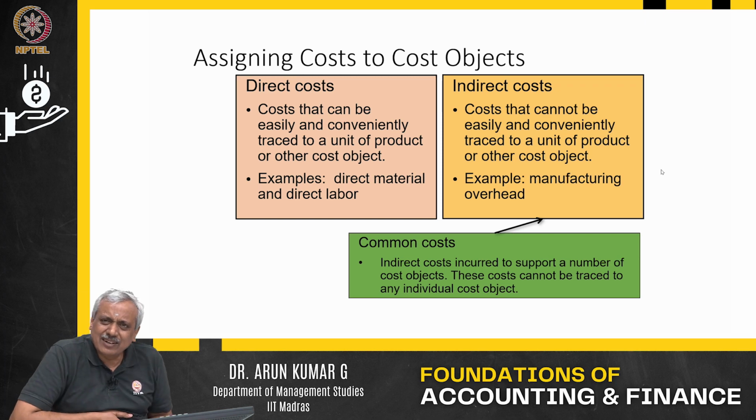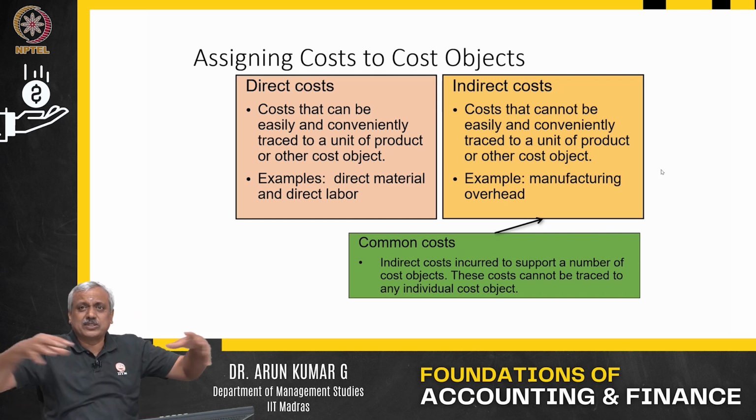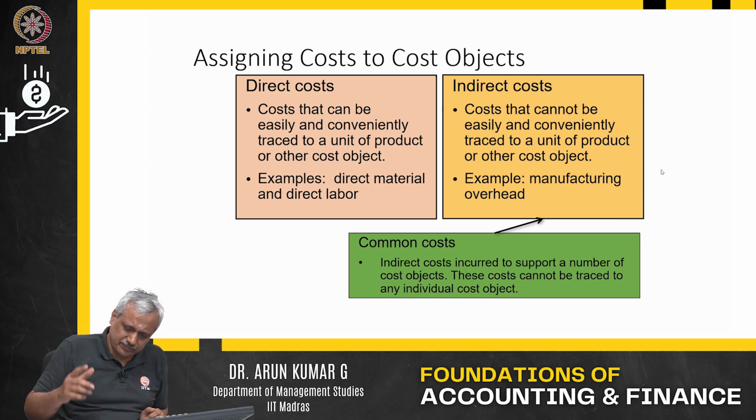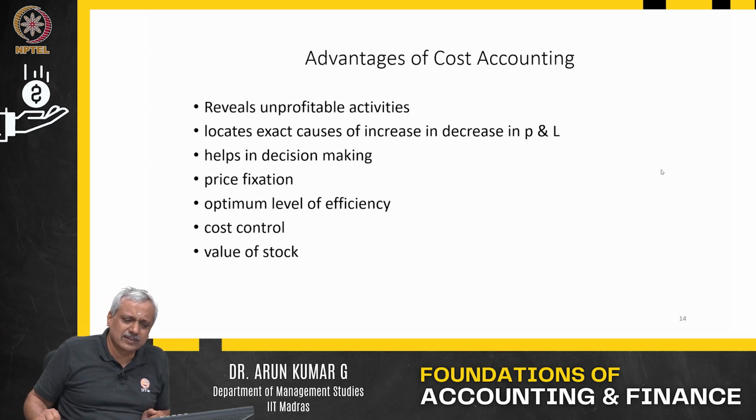Now, I mentioned one more cost, which we call a common cost. Common costs are incurred to support the cost objects. Imagine a factory rent I pay for manufacturing 5 different kinds of products. That is a common cost, which has to be shared between all the 5 products.